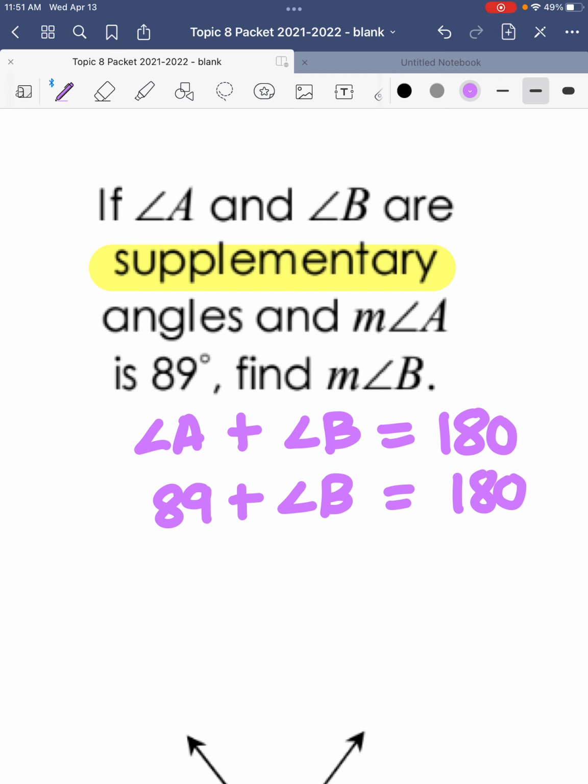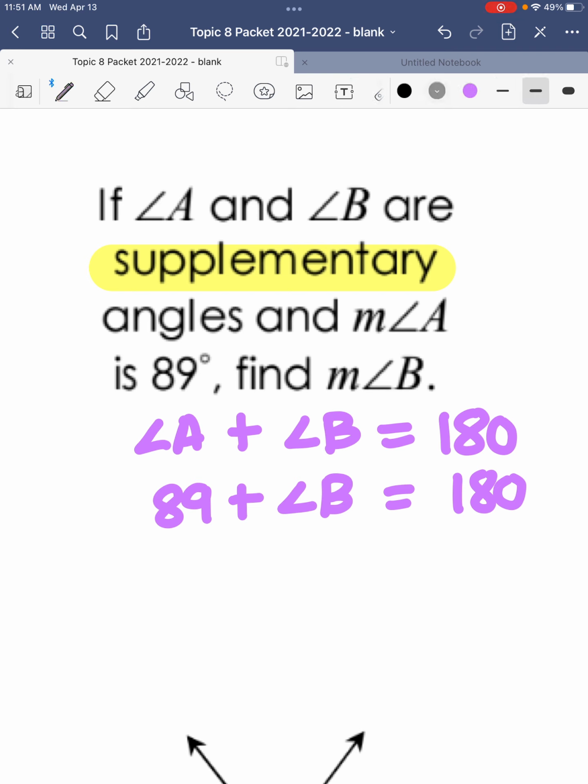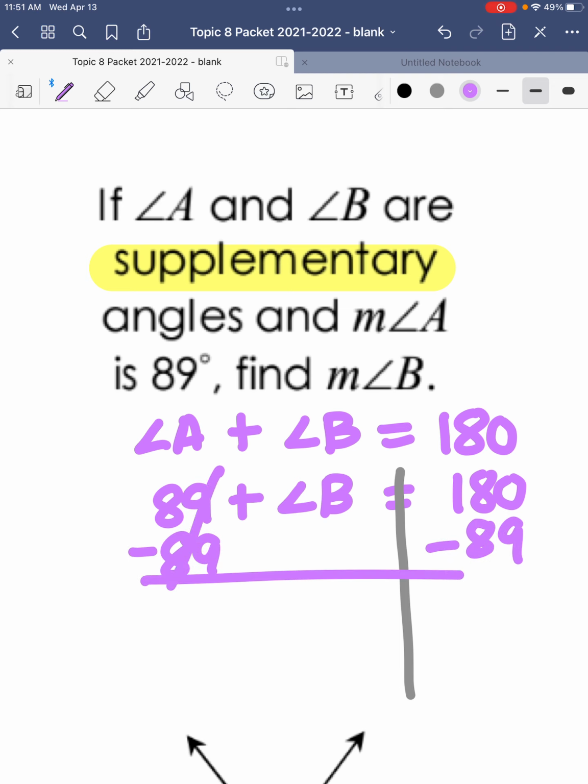Now, I could rewrite this so it is 89 plus x equals 180, but just know that we are trying to solve for that right there. We're going to pretend like that's our variable. So I'm not going to rewrite it. It's still a one-step equation. To get angle B by itself, I'm going to subtract 89 on both sides. So angle B equals 180 minus 89, which is 91 degrees.